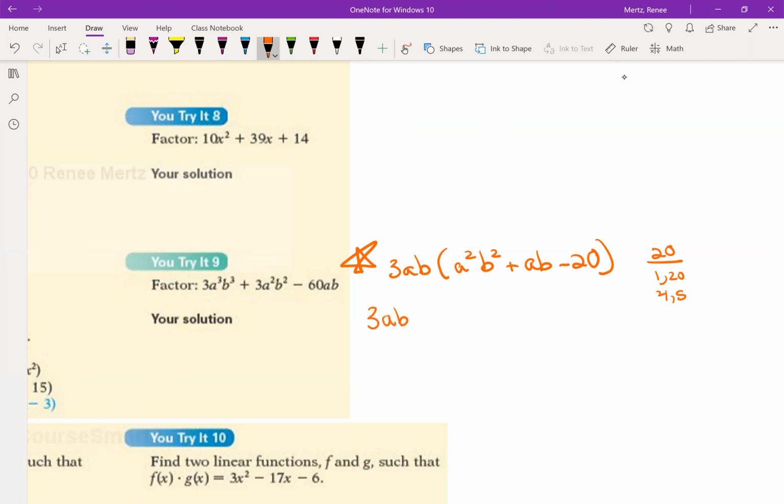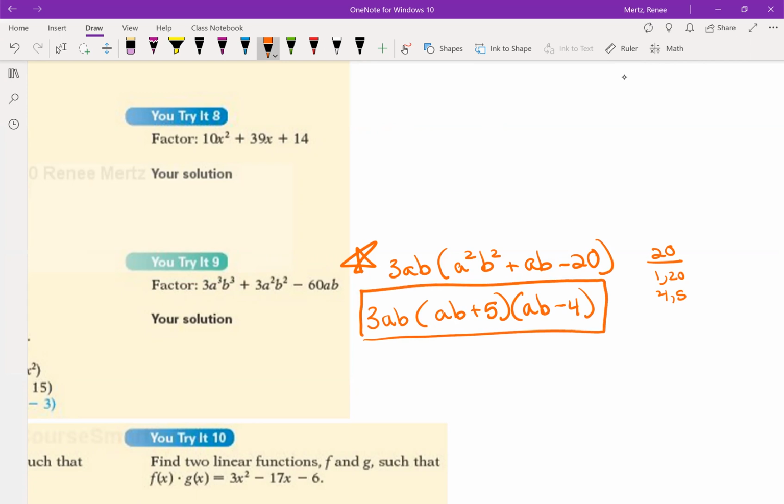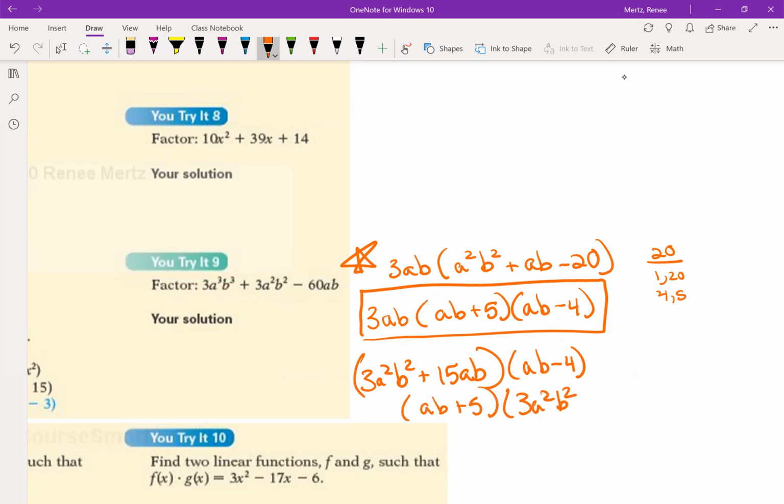So 3AB times AB plus 5, AB minus 4. If you did it with factor by grouping, that's totally fine. You either have 3a squared b squared plus 15ab times ab minus 4, or you have ab plus 5 times 3a squared b squared minus 12ab. So that's if you did not take out the greatest common factor first. Your answers might look like one of those.